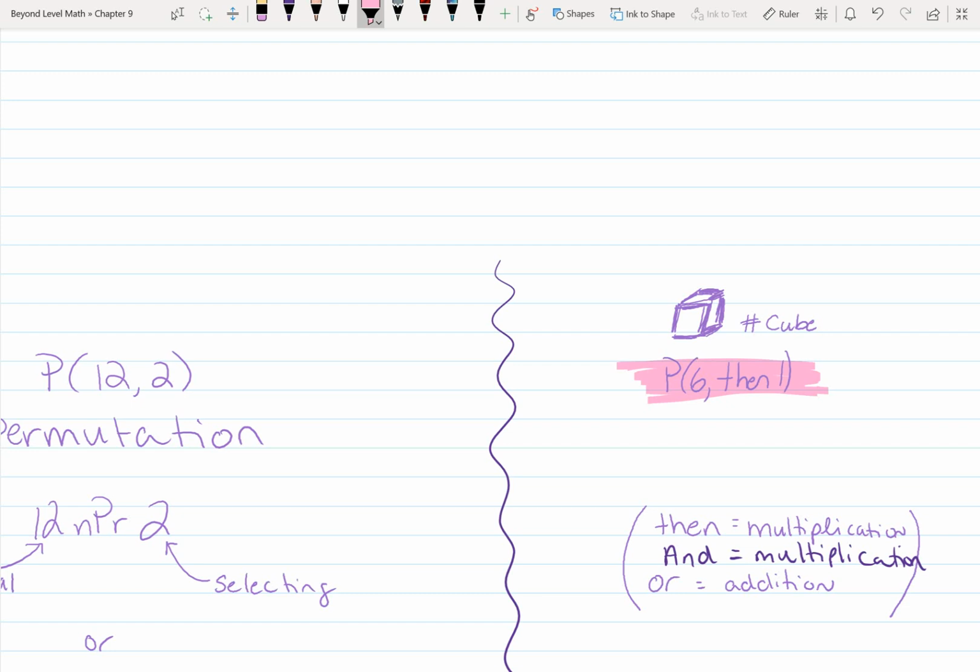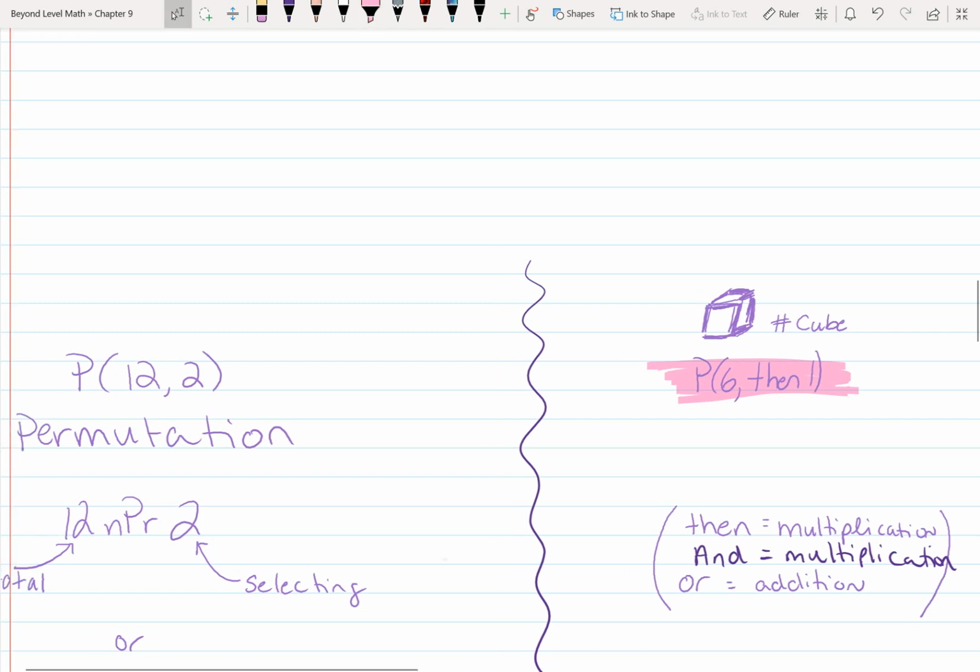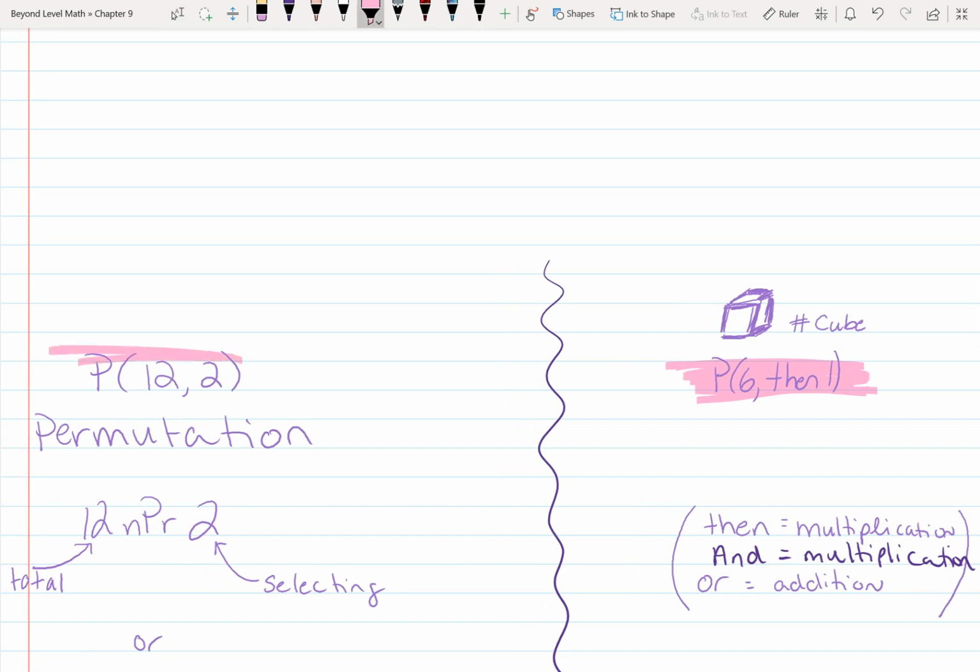That's probability because we see the word "then." Then tells us to multiply. If it said 6 or 1, it would be add. But when we see that word between the numbers, that means it's probability. It looks very similar to permutation over here. However, if it says P and a number, comma, number, there's no word between those numbers. That means permutation. So P 12, comma 2, that means 12, choose 2.